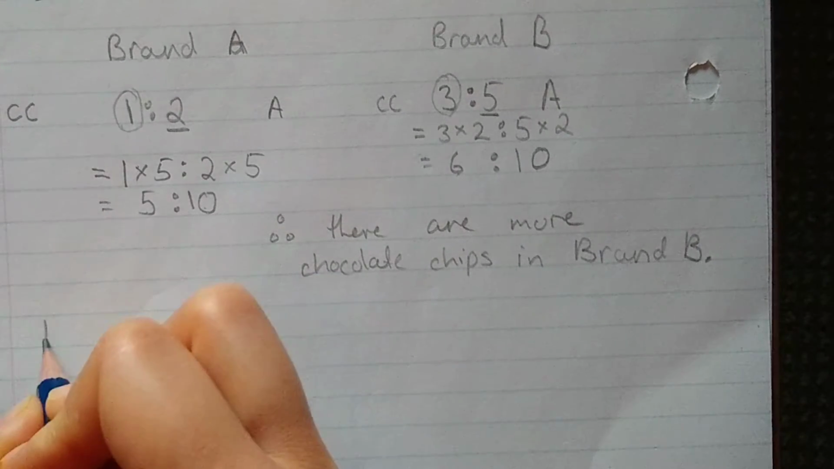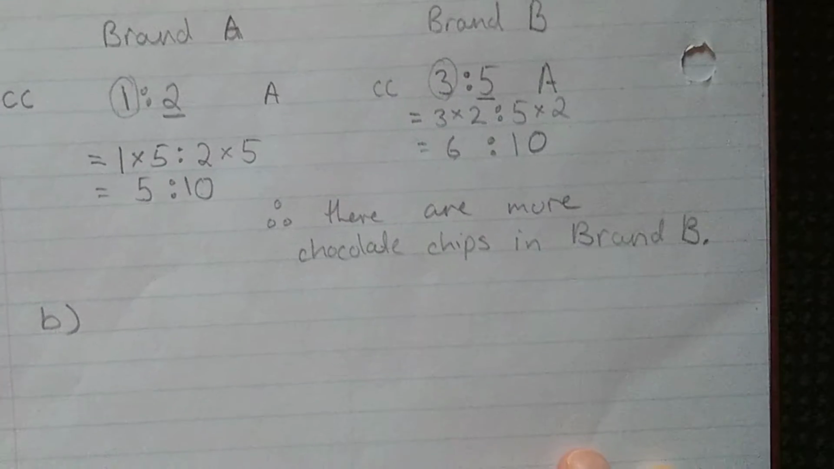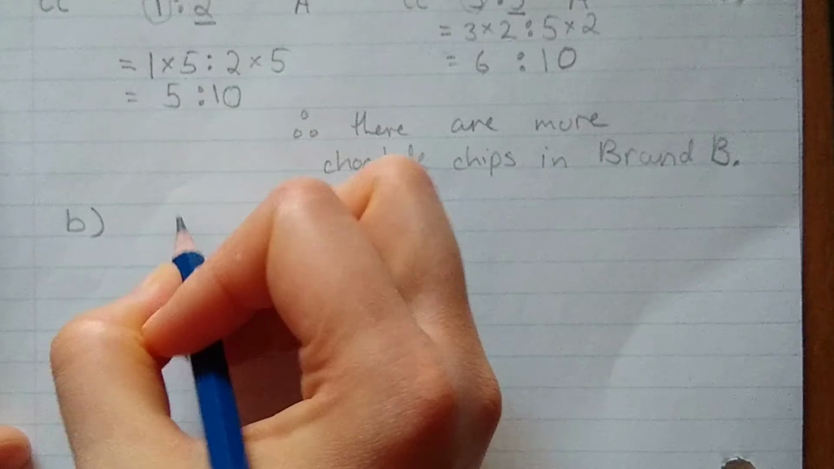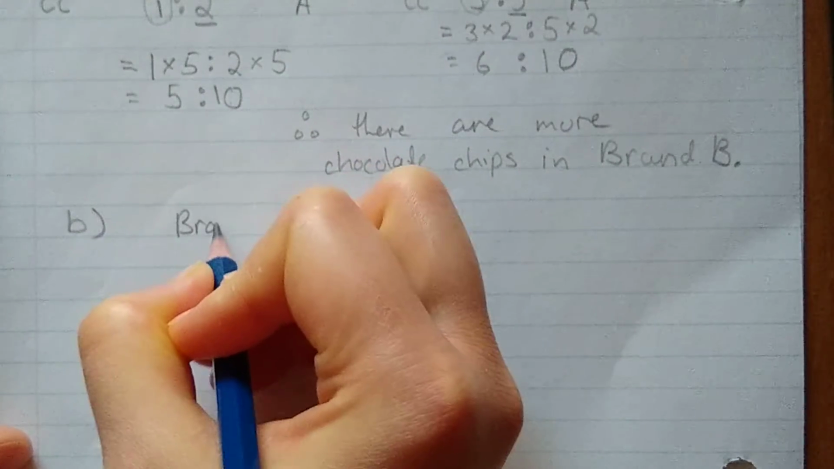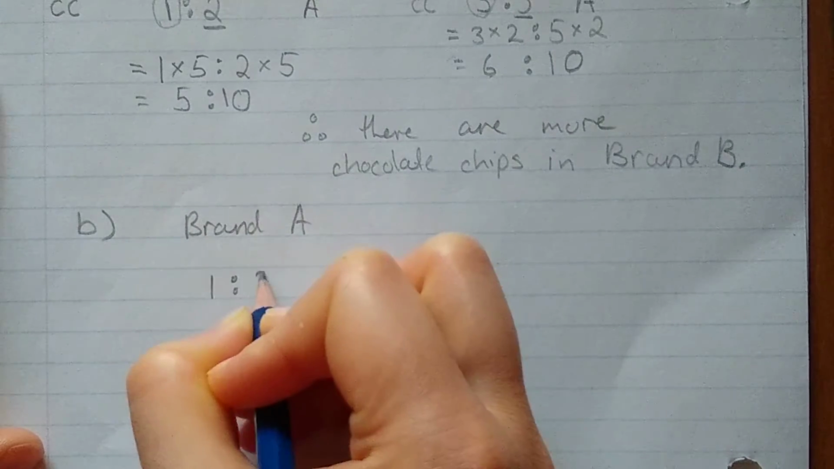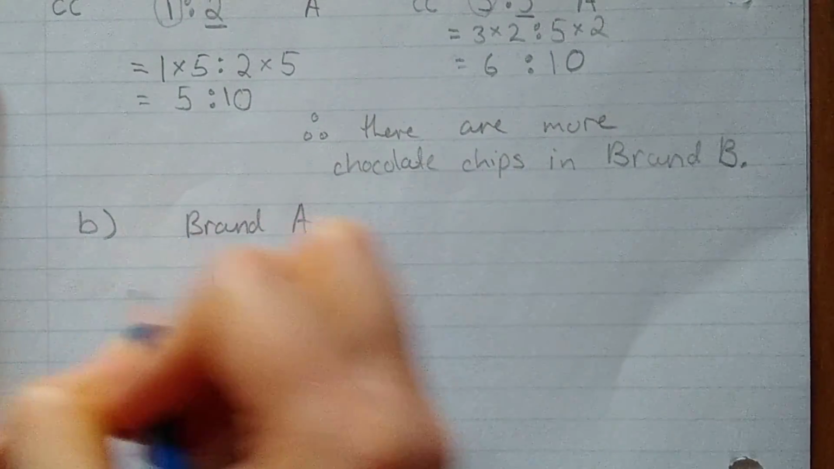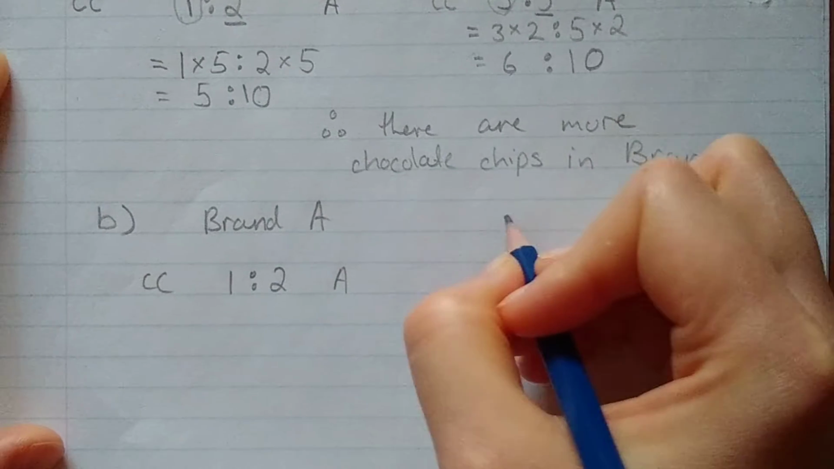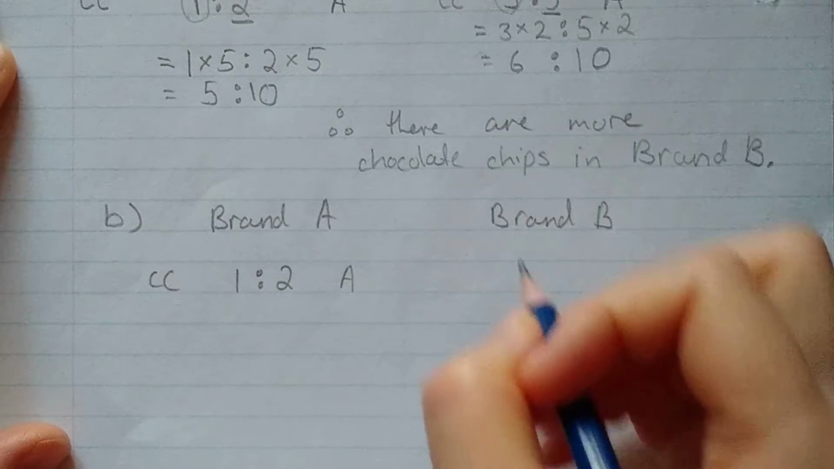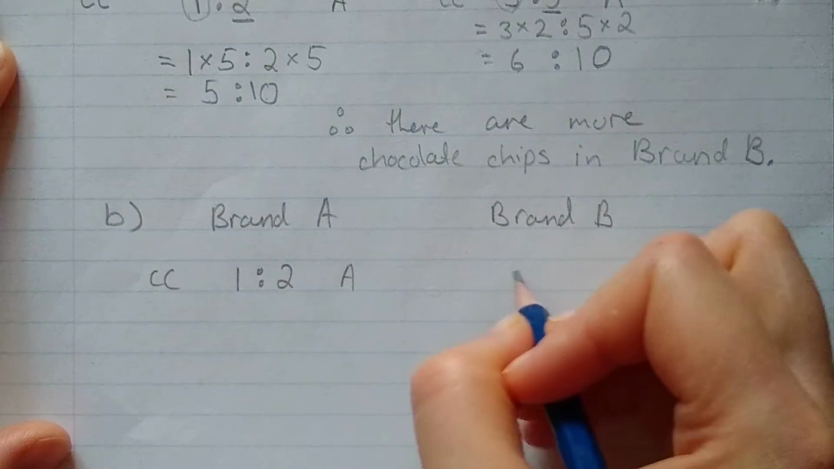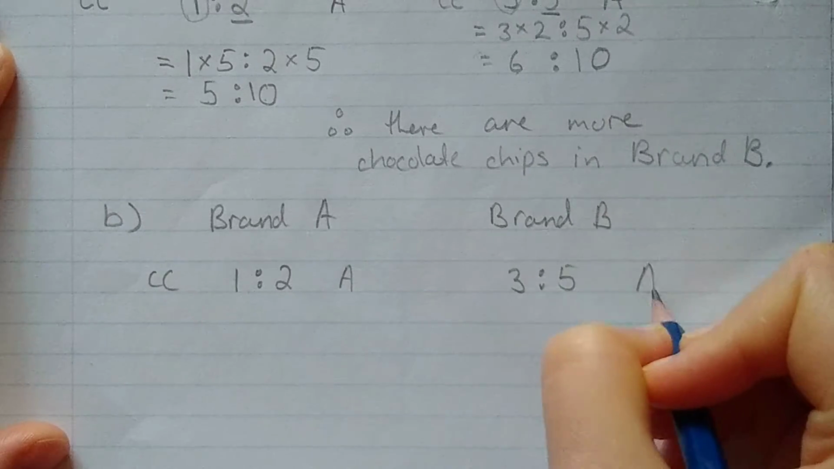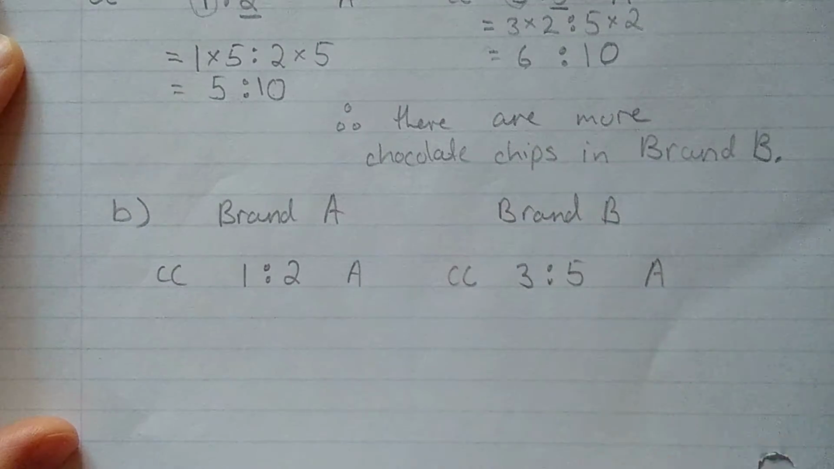Now, if you were asked to find the opposite, so to see which one has more almonds, for brand A, we have 1 to 2, where this is almonds and this is chocolate chips, and in brand B, we have 3 to 5, pardon me, where this is almonds and this is chocolate chips.